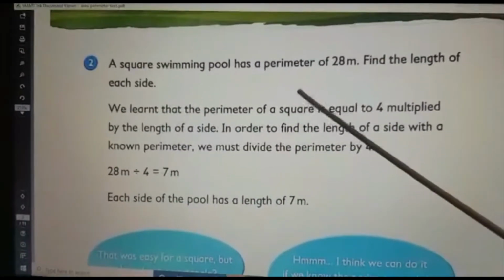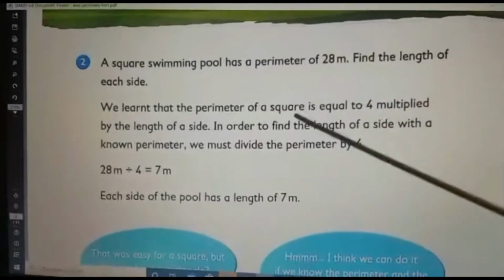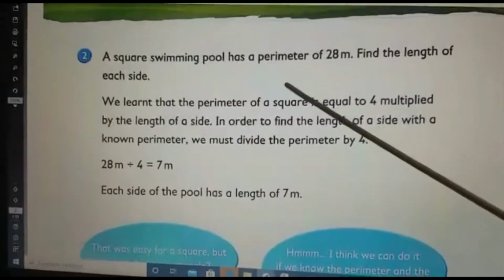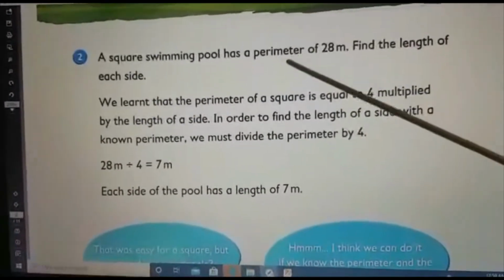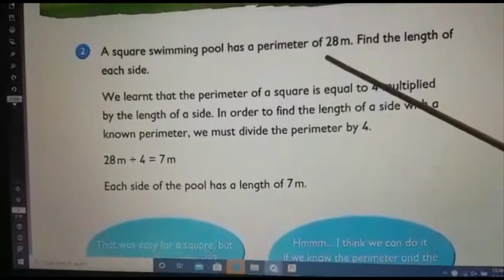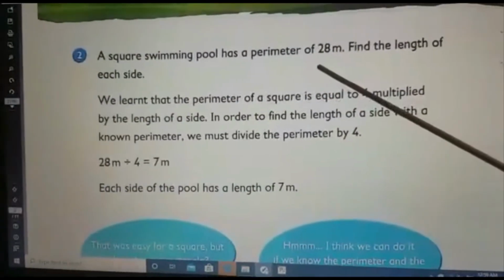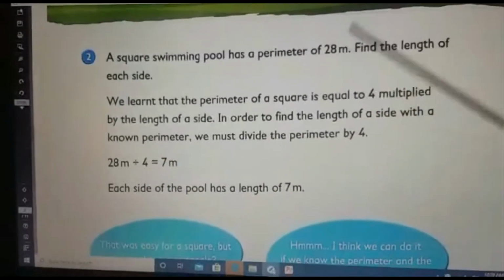So we know for a square, what is the perimeter? All the sides are the same for a square. Is it? 4 multiply side is equal to the perimeter. So what will be the side? Side will be the perimeter divided by 4. Why? Because all the sides are the same. All these sides together we are getting 28. So one side means the total length divided by the number of sides.